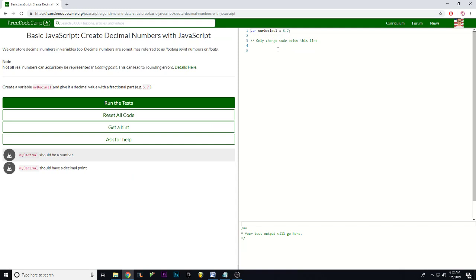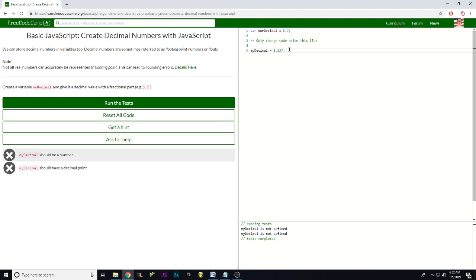You can store decimal numbers as variables. So we've only worked with integers so far. A decimal number involves numbers after the decimal point. Only change code below this line. Create a variable called myDecimal and give it a value of 1.337. That's a good number. 1.337 is the leet number.